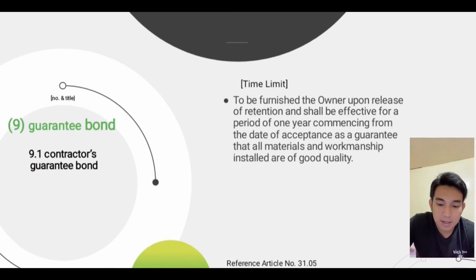Last is the guarantee bond. The time limit of this number and title is: to be furnished to the owner upon release of the retention and shall be effective for a period of 1 year commencing from the date of acceptance as guarantee that all materials and workmanship installed are of good quality. The reference article number is 31.05.